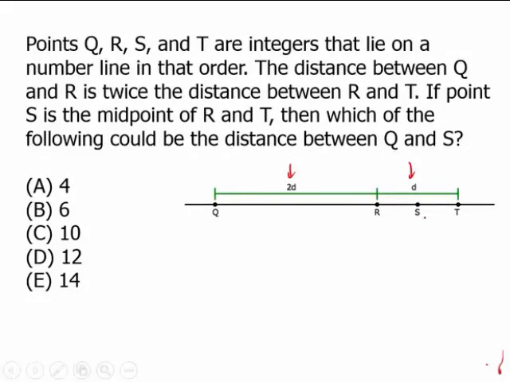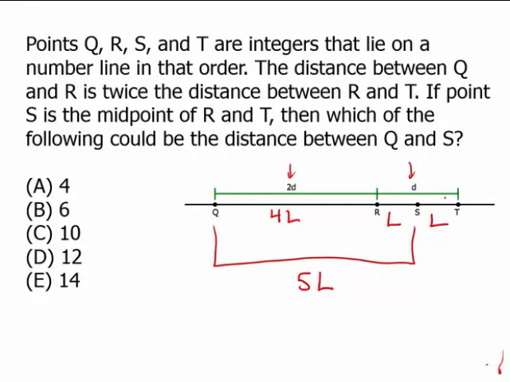So let's think about this distance here from R to S. We could call it D over 2, but let's just call this L. That's L, that's L. This is 2L, and Q to R is twice of 2L, so that should be 4L. Now the distance from Q to S, that would be 4L plus L, that would be 5L.